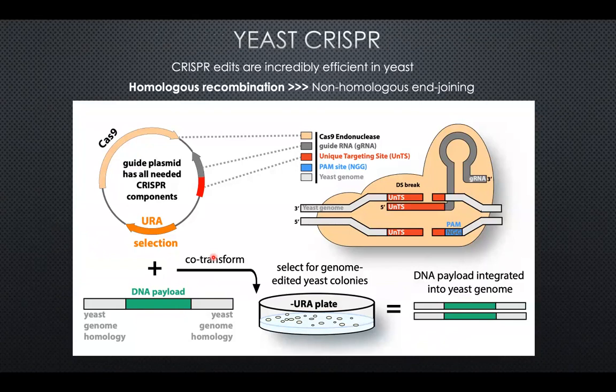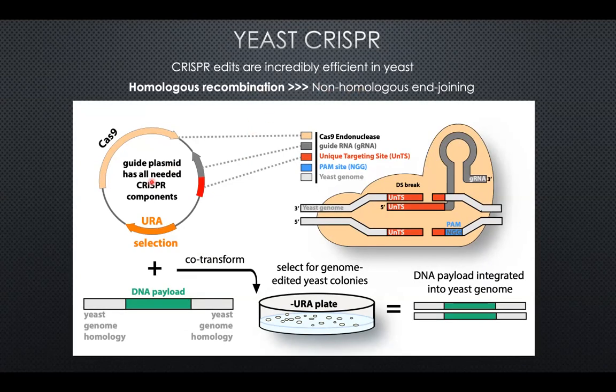One of the reasons we like using yeast so much for profiling is that they're very genetically malleable and that CRISPR is very efficient in yeast. This is because if you make a double-stranded break in the yeast genome, they fix it almost exclusively by homologous recombination, whereas in our cells, we use non-homologous end joining.